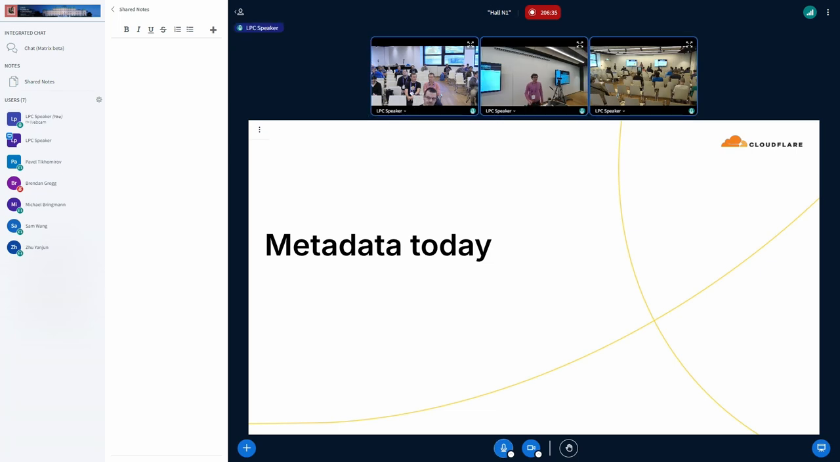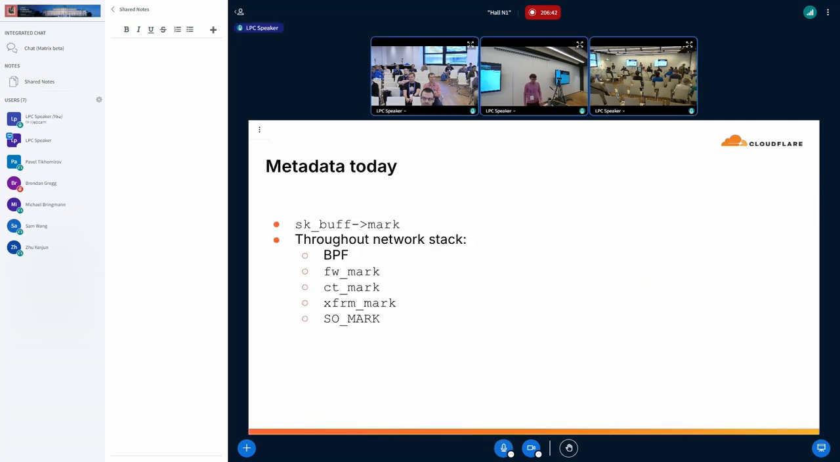So, of course, you're probably thinking, we already have metadata today. There's already meta in SKB. Why do we need to do anything else? And of course, everyone thinks about the SKB mark. This is really kind of the only real metadata we have that's present throughout the network.